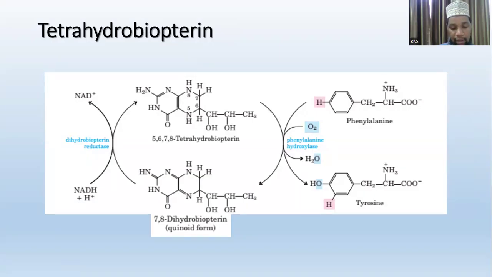So we talked about S-adenosylmethionine. We talked about tetrahydrofolate. We talked about biotin. Now, another one is tetrahydrobiopterin. Tetrahydrobiopterin is not involved in one carbon transfer. Rather, it is involved in oxidation reduction reactions. We talked about a reaction involving oxidation of phenylalanine to form tyrosine by an enzyme called phenylalanine hydroxylase.